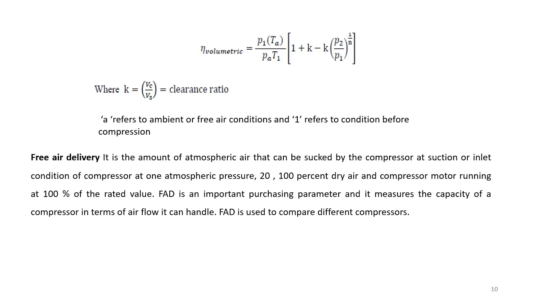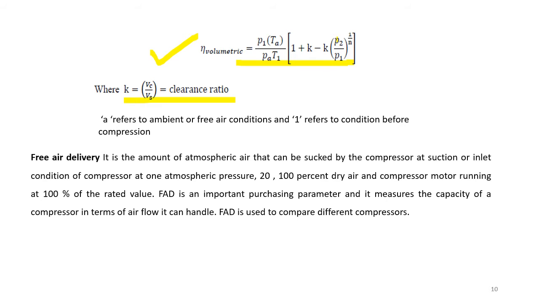So volumetric efficiency is given by this particular formula, where K is nothing but the clearance ratio. Clearance ratio is the ratio of clearance volume upon swept volume, that is Vc upon Vs. Whereas A refers to the ambient temperature, 1 refers to the condition before the compression, and 2 refers to the output condition in this particular volumetric efficiency formula.